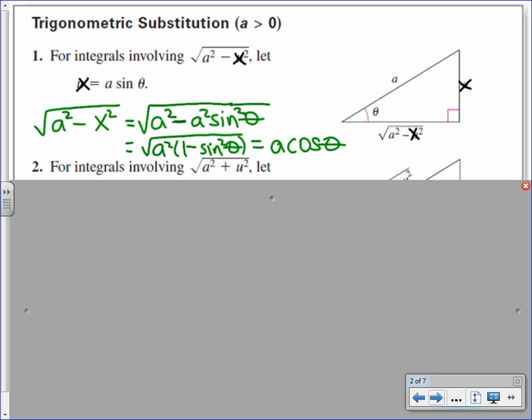How about a squared plus u squared under our radical? What would be a nice trig identity that would work with a squared plus?